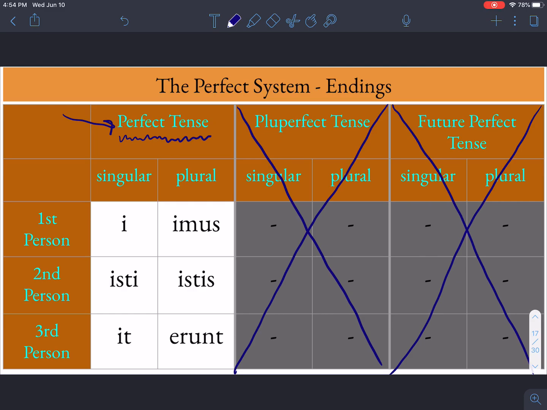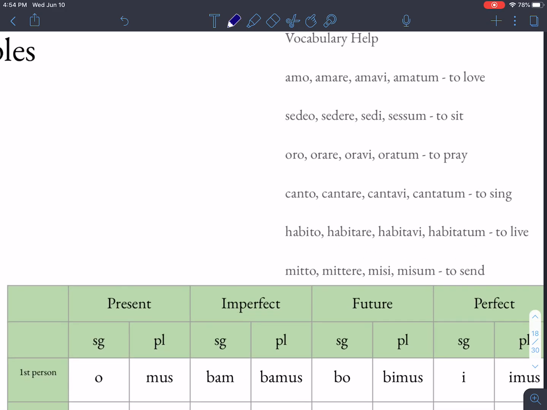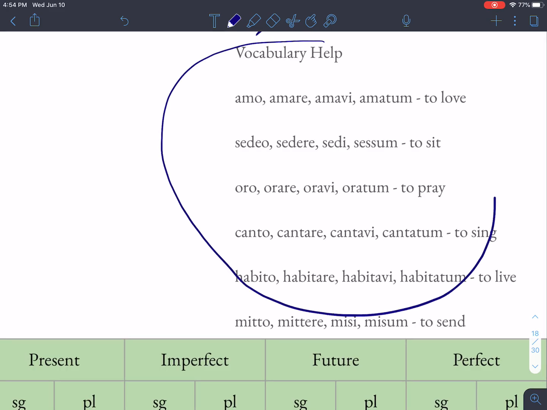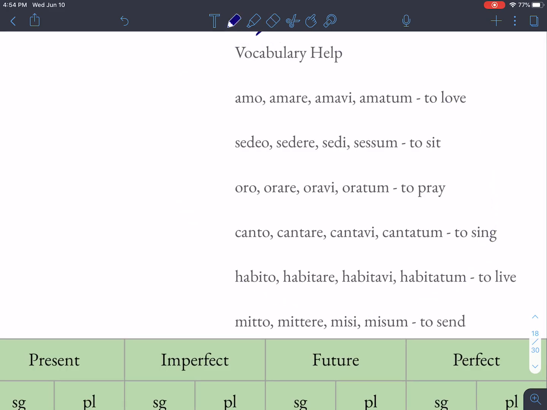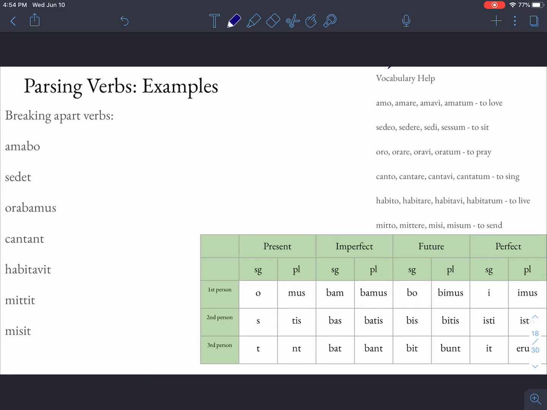But before we do that, let's go over some parsing verb examples. Let me draw your attention real quick over here, where I've included some vocabulary help. These are all vocabulary words that you should know except for this one, which is just one I know and have for you. In addition, I've also included the verb endings over here, which you should also become very familiar with. Now, we have to break apart verbs because Latin is a lot like puzzles.